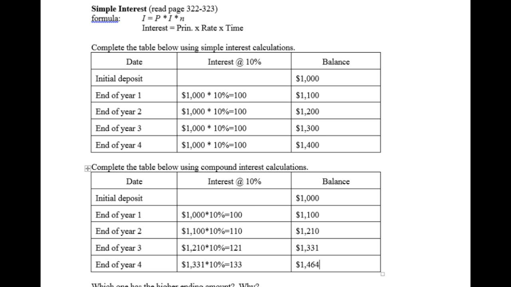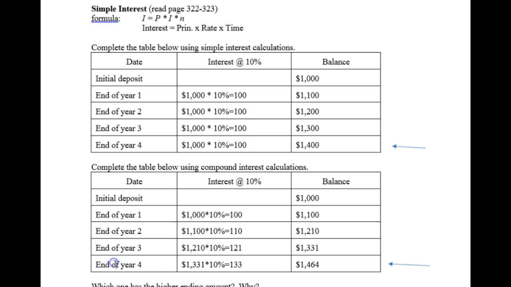Welcome back, and how did you do? Let's go to the end of year 3. I know you brought down 1,210, times it by 10% and got 121 to increase your balance to 1,331, and then started with that for the end of the 4th year, hit it with 10%, 133, and ended at 1,464. With simple interest, we ended at 1,400.